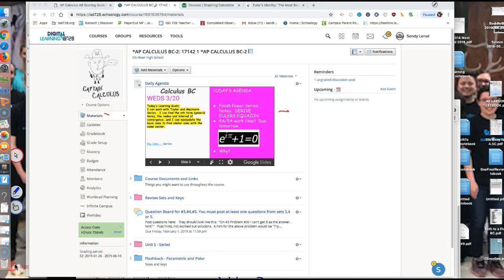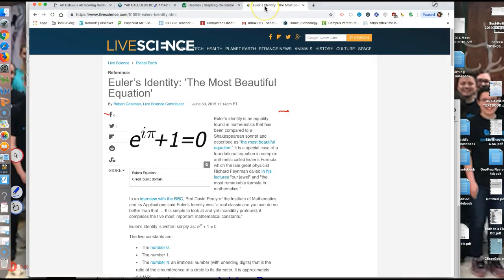And then we are going to derive what's called Euler's identity, which is e to the i pi plus 1 equals 0. Some people say it's the most beautiful equation of all time. Here's what they say about it: it's a jewel, the most remarkable formula in mathematics. You take it as you will.